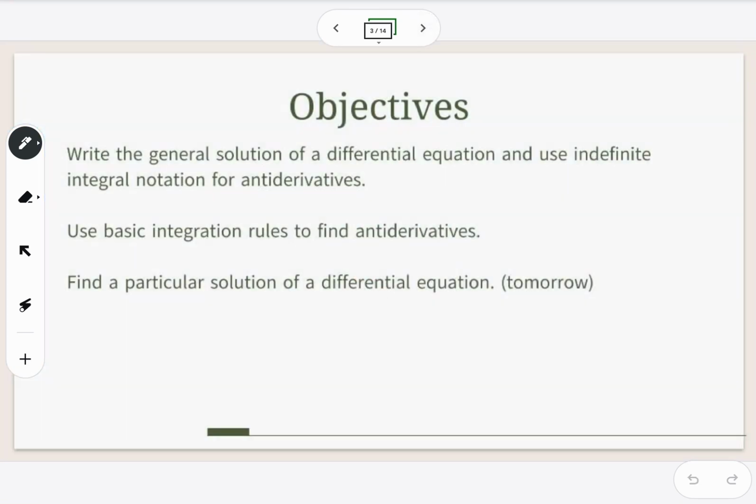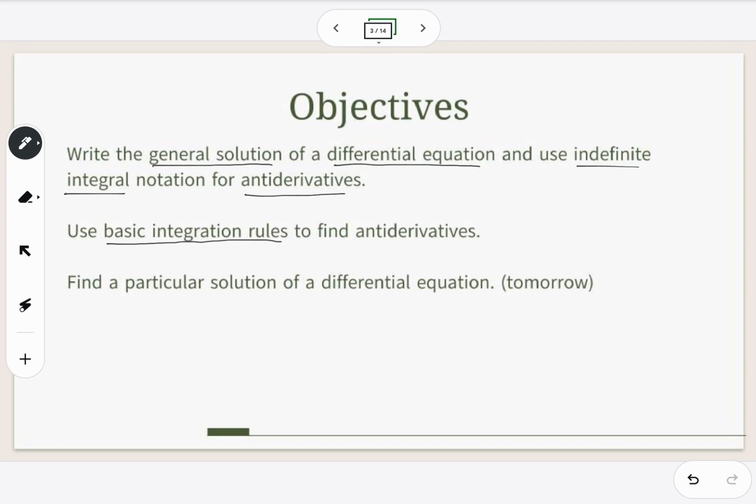Okay, so these are some of our objectives. We're going to write the general solution of a differential equation and use indefinite integration for antiderivatives. If you do not know what some of those words mean right now, that is okay. We are going to define a lot of these together. And then we're going to be using basic integration rules to find antiderivatives. So by the end of this lesson for 4.1, you will have access to all these basic integration rules. A lot of them you already kind of know, but you know them in reverse.